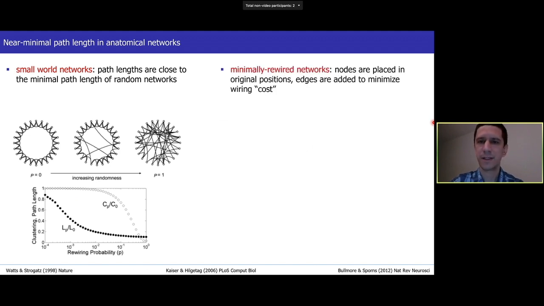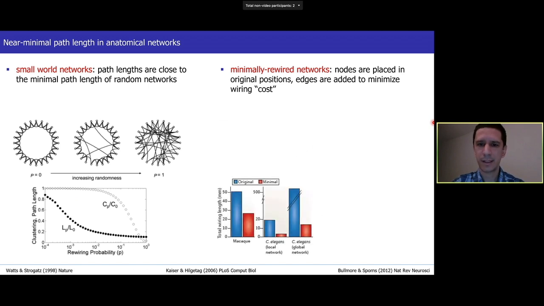The other piece of evidence comes from the studies on what are called minimally rewired networks. So these are networks where the authors take real brain networks, in this case, for instance, the macaque connectome and the C. elegans connectome. They take the nodes and place them in their original positions, but they start adding edges whereby they try to minimize the total wiring cost of the network. So they try to add edges such that the total length of all the edges is as low as possible. And in doing so, they create these minimally rewired networks.